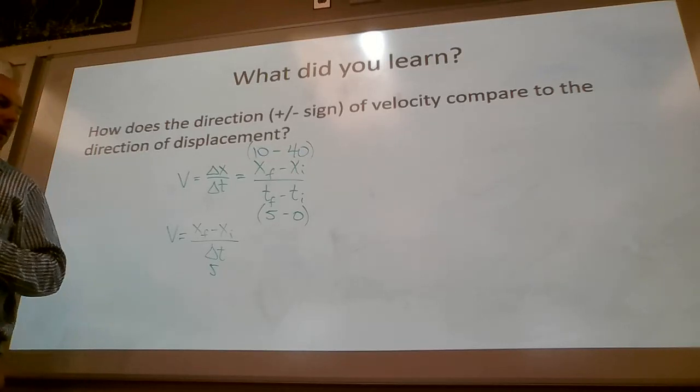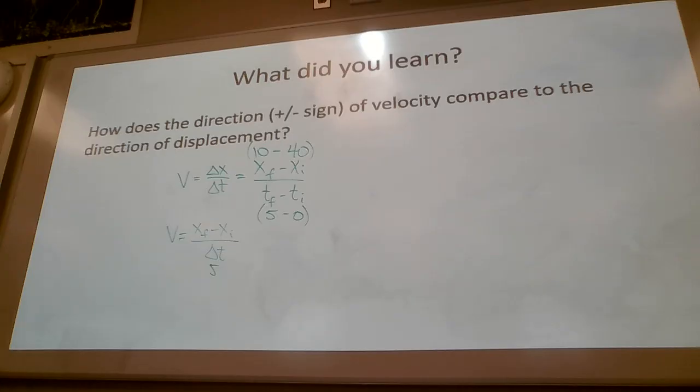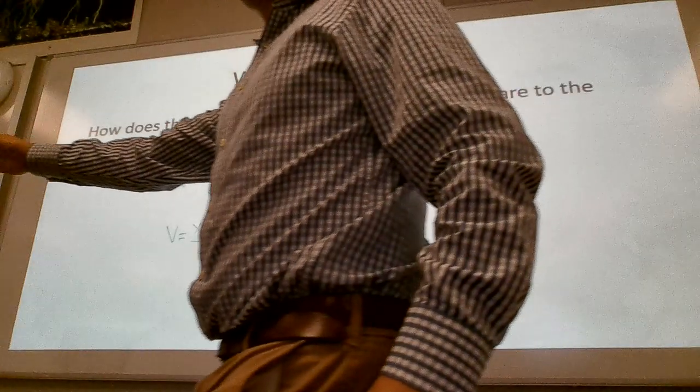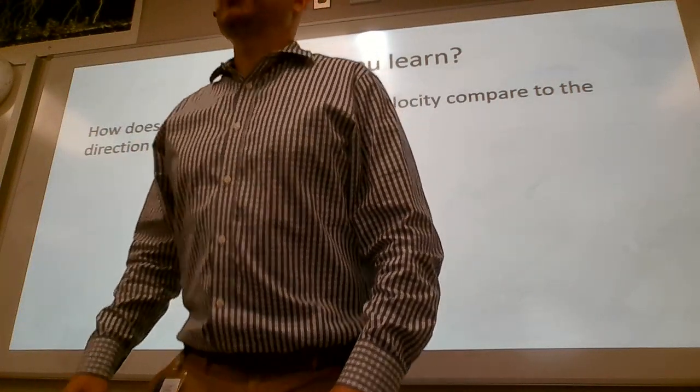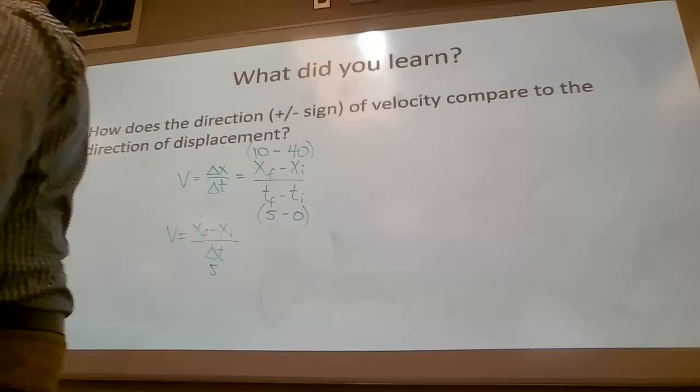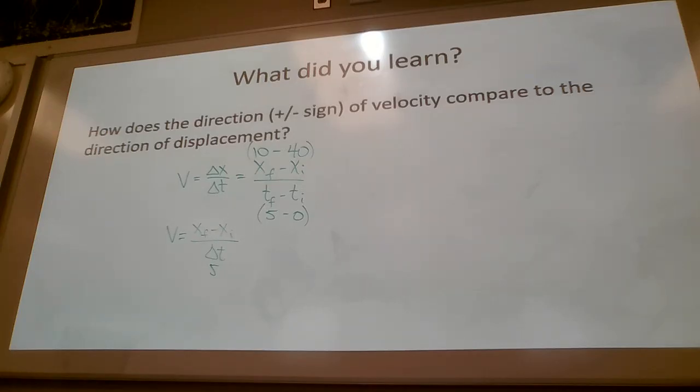Okay. So what does that communicate? Which way you're going. Okay, so velocity and displacement will always have the same sign. So I'm going this way, I have a positive displacement, I have a positive sign. I'm going this way, I have a positive displacement, a positive velocity. If I'm going this way, I have a negative displacement, I have a negative velocity. Okay, if I'm going this way, I have a positive displacement, positive velocity. If I'm going this way, I have a negative displacement, negative velocity. Good with that? Displacement and velocity will always have the same sign. Okay.